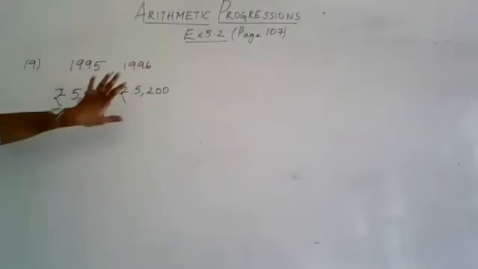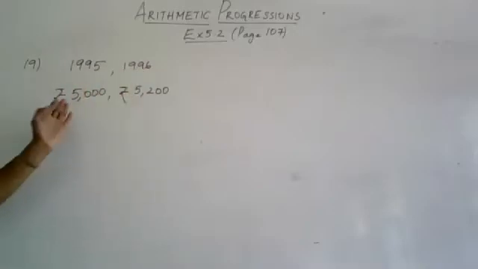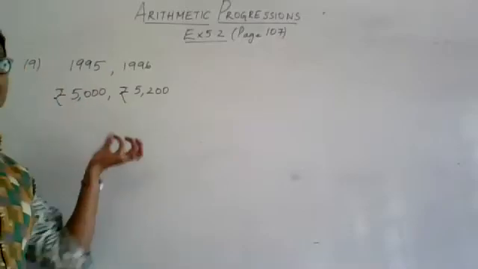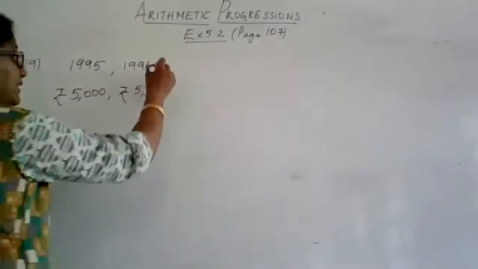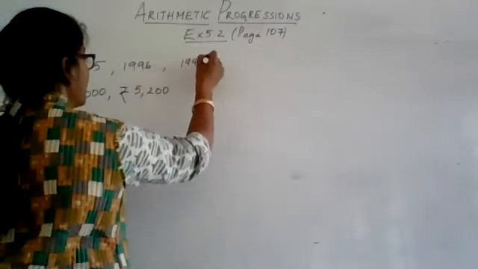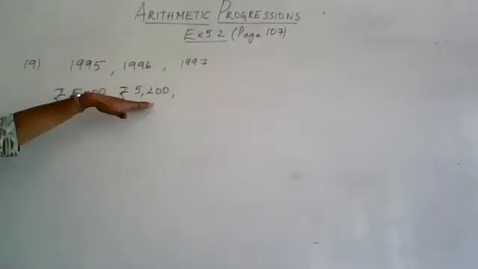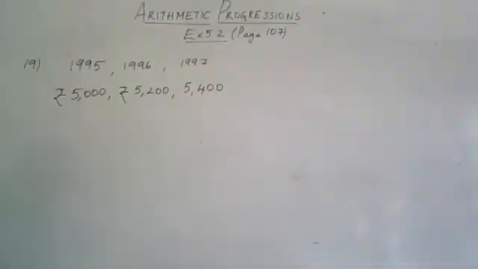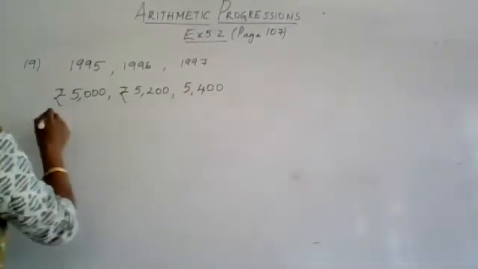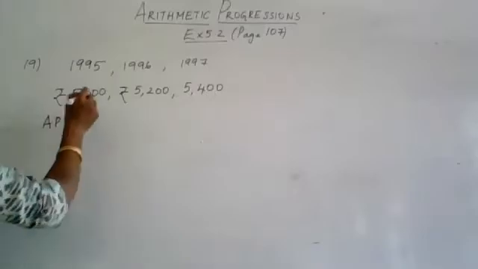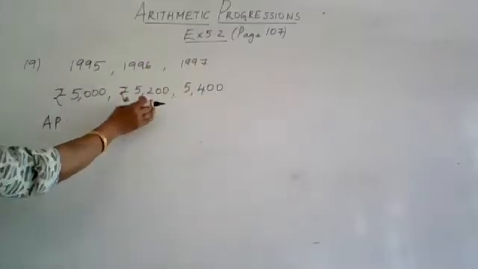Before going to the second year, they give him a new salary, that is the previous salary plus 200. Increment means with the previous there is something extra given. Then in 1997, what do you think his salary would have become? Now his salary in 96 was 5,200. The next year he will get another 200 rupees, so it will become 5,400. So this condition is leading me towards an AP because every successive term is the previous term plus some common difference.